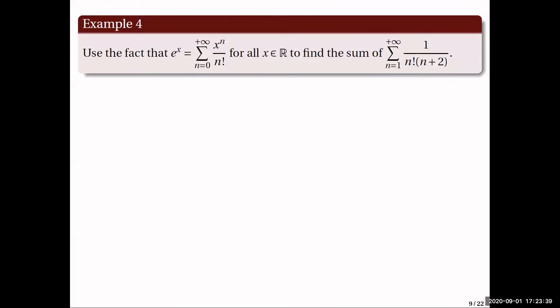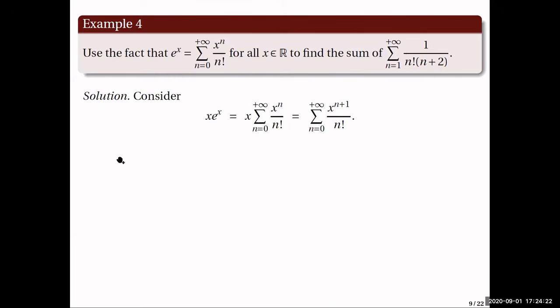Let's now use the result in the previous example to find the sum of the summation from n equals 1 to infinity of 1 over n factorial times n plus 2. The technique here is to consider the product x e to the x. Now, since e to the x is equal to this series, then x e to the x is equal to x times the series n equals 0 to infinity of x to the n over n factorial. So here we can incorporate x into this summation. So we can write the summation from n equals 0 to infinity of x to the n plus 1 over n factorial.